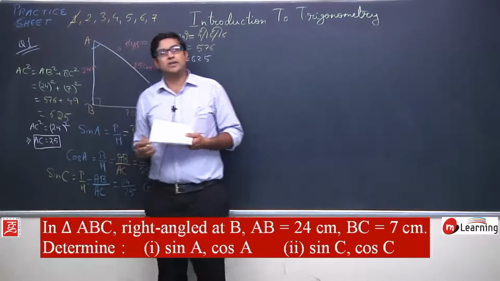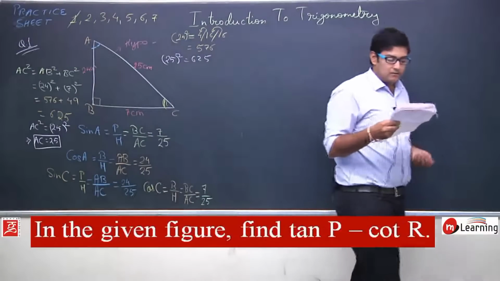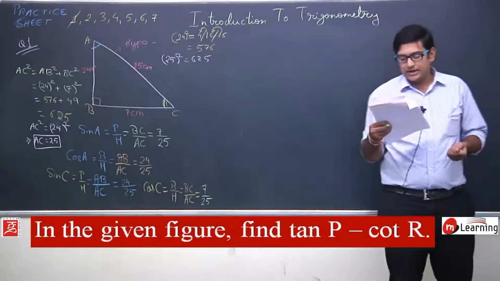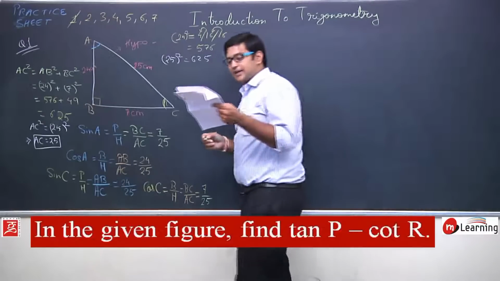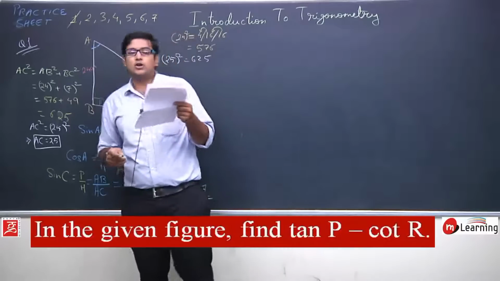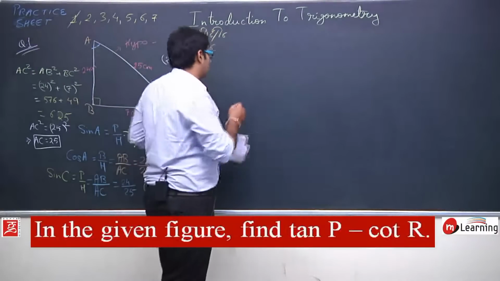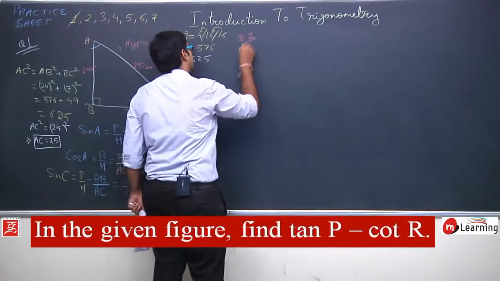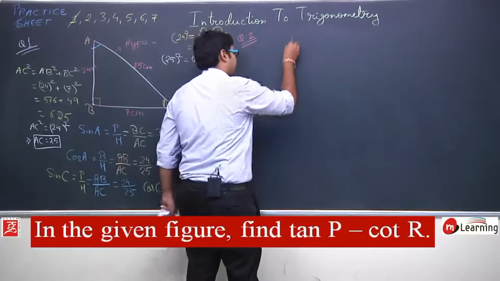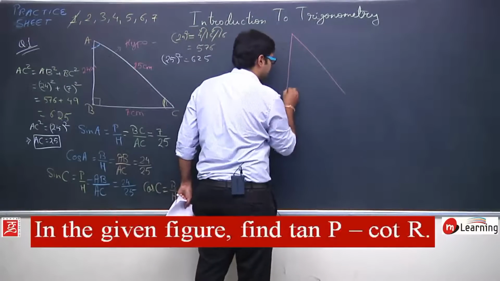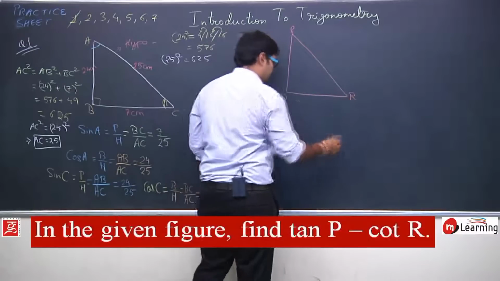Let us move to question number 2. Question number 2 says, in the given figure find tan of P minus cot of R. Okay, so in the given figure you need to determine tan of P and cot of R. So for that let us draw the figure in question number 2. The figure is, there is a triangle like this. Okay, it's a triangle PQR.